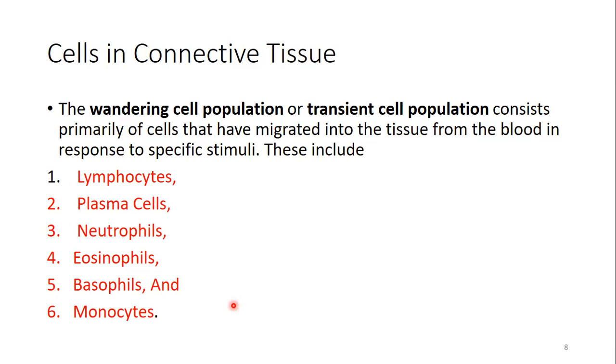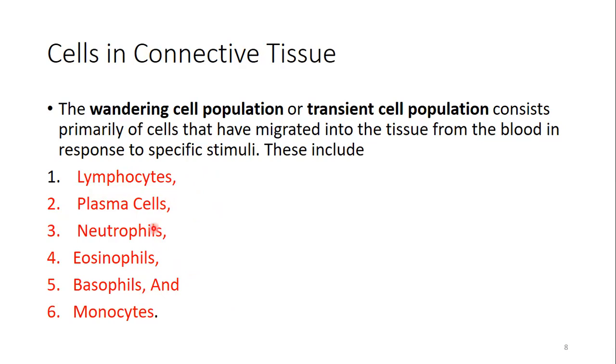If there's no infection in connective tissue, most likely you won't find these cells. Number one, lymphocytes. There are two types, B and T lymphocytes. We also have plasma cells. Plasma cells are simply activated B lymphocytes. So these are cells that are actively producing antibodies or immunoglobulins.